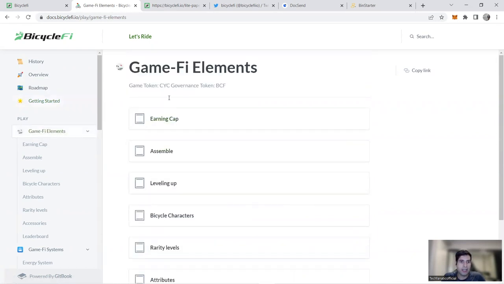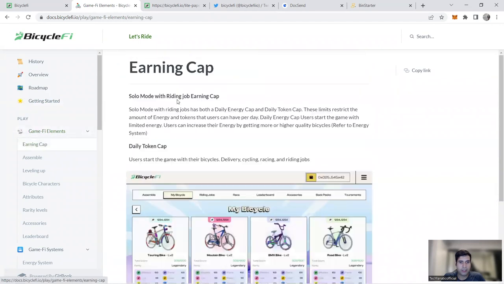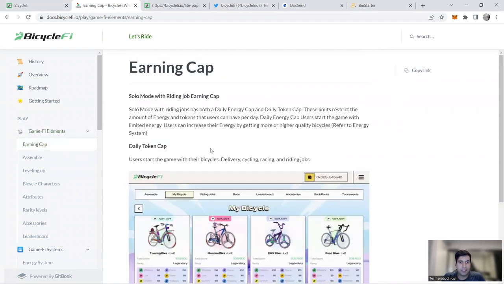Now, they have the GameFi elements in the project, and they have two tokens, which I'm going to explain later. So for the earning in the GameFi part, they have multiple modes. There's the earning cap, and there is a solo mode where you ride, and you can earn based on the solo mode that you're cycling with yourself. And this restricts the amount of energy you can spend and the token that you can earn per day. So there's a cap, it's not unlimited. You have a limited energy to start and to use for the cycling.